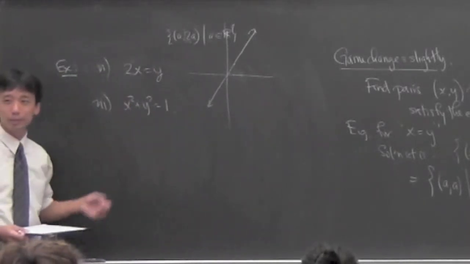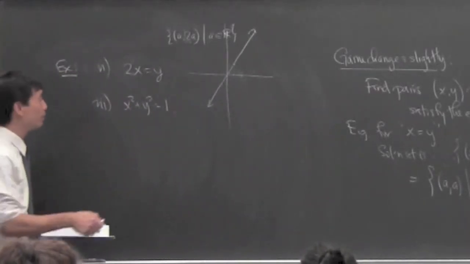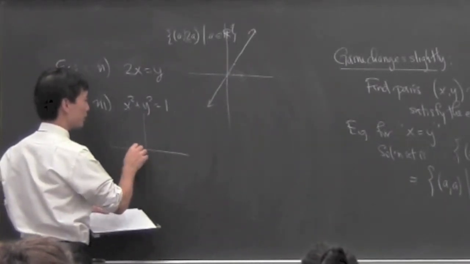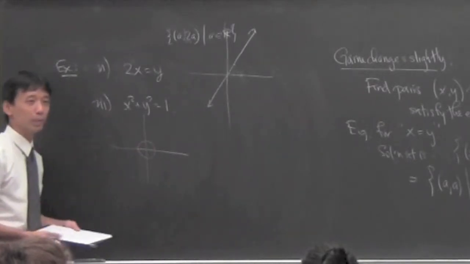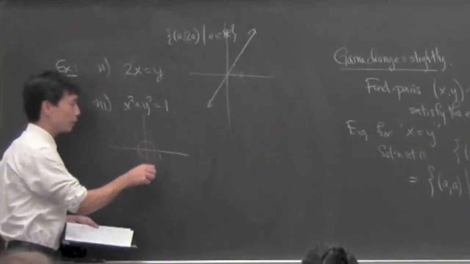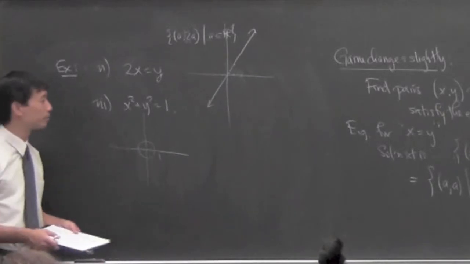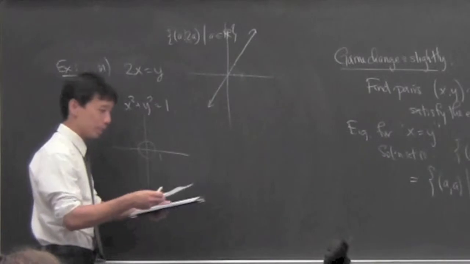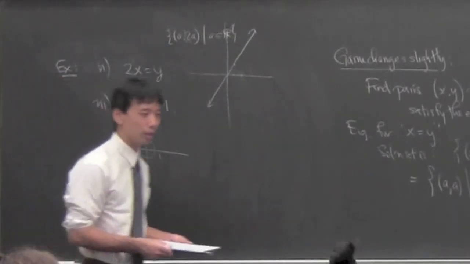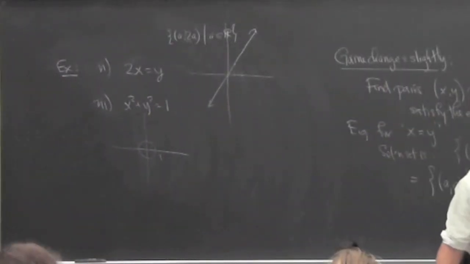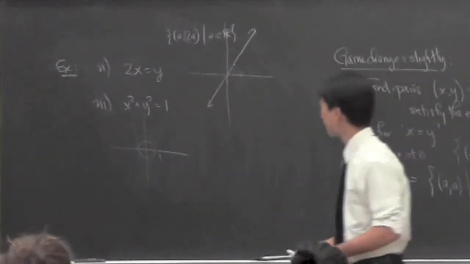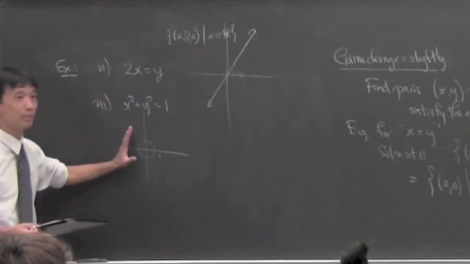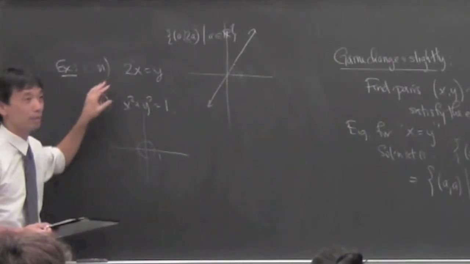And the second one, what is it? It's a circle centered at the origin, with radius 1. Again, we haven't done circles, but we'll do them shortly. Maybe even this class. No, we won't, we'll do it next class. But anyway, the point is that you create this thing called a graph, which is a representation of the solution set.